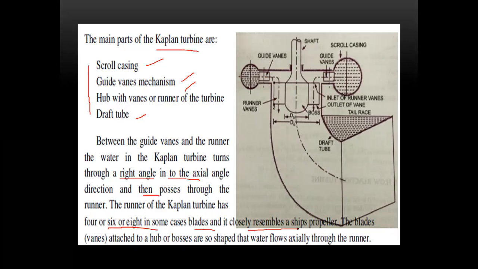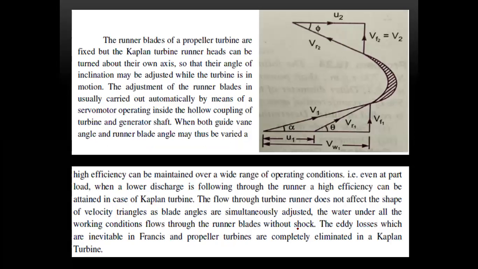It just resembles a ship's propeller. The blades or vanes attached to the hub or boss are so shaped that the water flows actually through the runner. Next, the blades are normal, just like a boomerang type.